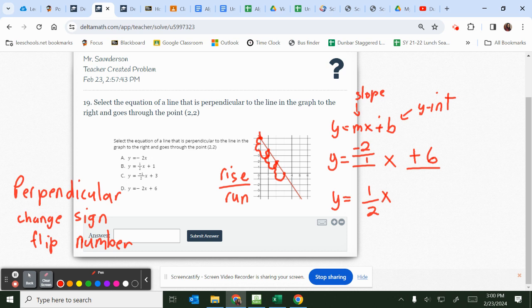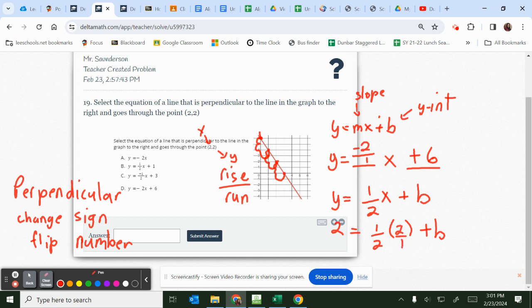And we don't care what this y-intercept is, so I'm going to replace it with the letter b. I'm going to plug in the points that I'm given. I'm given 2 for the x and 2 for the y. So I replace my y with 2, and my slope is 1/2, and I replace my x with 2 to find b. This 2 right here is the same as 2 over 1.